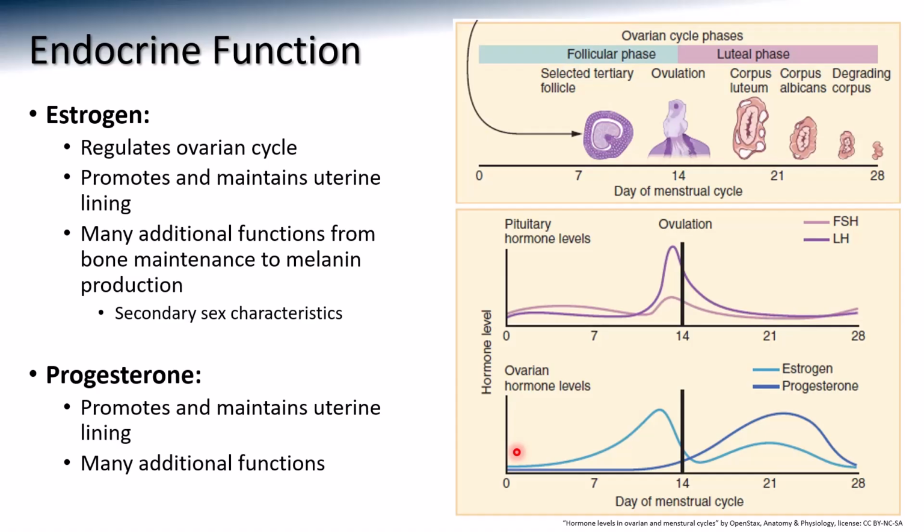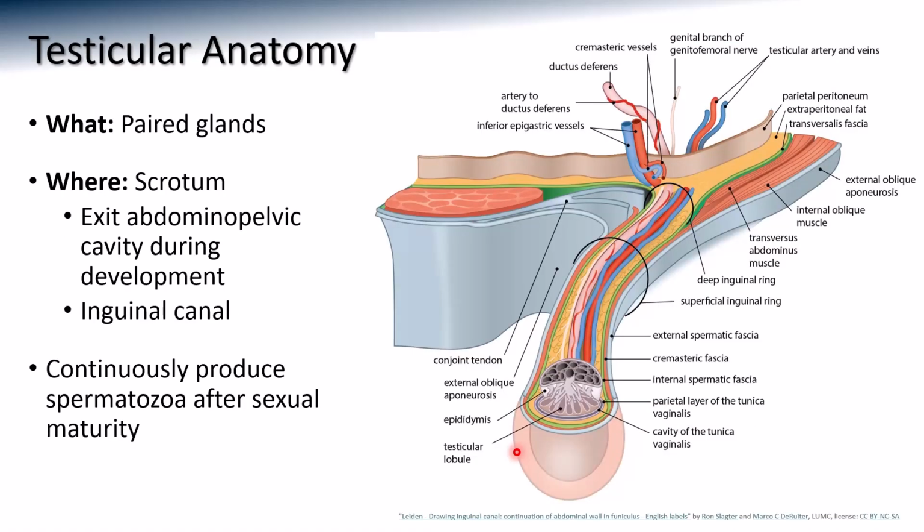Now let's take a look at what they're doing in the testes. The testes are also paired glands, but unlike the ovaries, they've descended outside of the abdominal pelvic cavity, and they now sit down in the scrotum. So they exit the abdomen during development along a pathway called the inguinal canal, and you can see that here. Here's the opening of it, and here's the exit down into the scrotum. And just like the ovaries, they pull their blood supply along with them. Very much unlike the ovaries, though, the testes are constantly producing spermatozoa. So they do produce things, they don't just hold on to them the way the ovaries do.